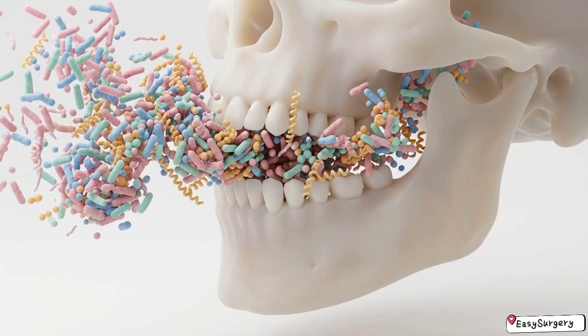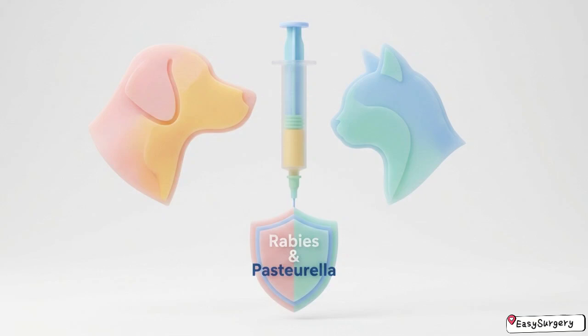Bite wounds require their own specific microbiology protocols. Human bites carry the highest overall infection rate due to concentrated mixed aerobic and anaerobic bacteria in the mouth. Animal bites introduce completely different pathogens. Dog and cat injuries require immediate prophylaxis for rabies and Pasteurella infections.